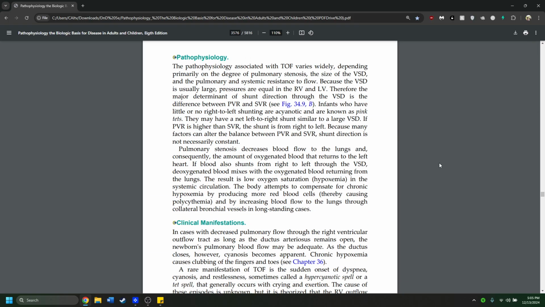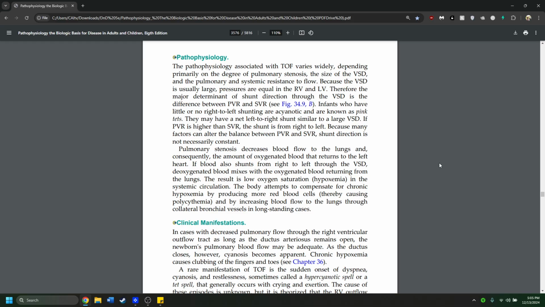So what is our pathophysiology? The physiology associated with the tetralogy of Fallot varies widely, depending primarily on the degree of pulmonary stenosis, the size of the VSD, and the pulmonary and systemic resistance to flow. Because the VSD is usually large, pressures are equal in both the right ventricle and left ventricle. Therefore, the major determinant of shunt direction through the VSD is the difference between PVR and SVR.